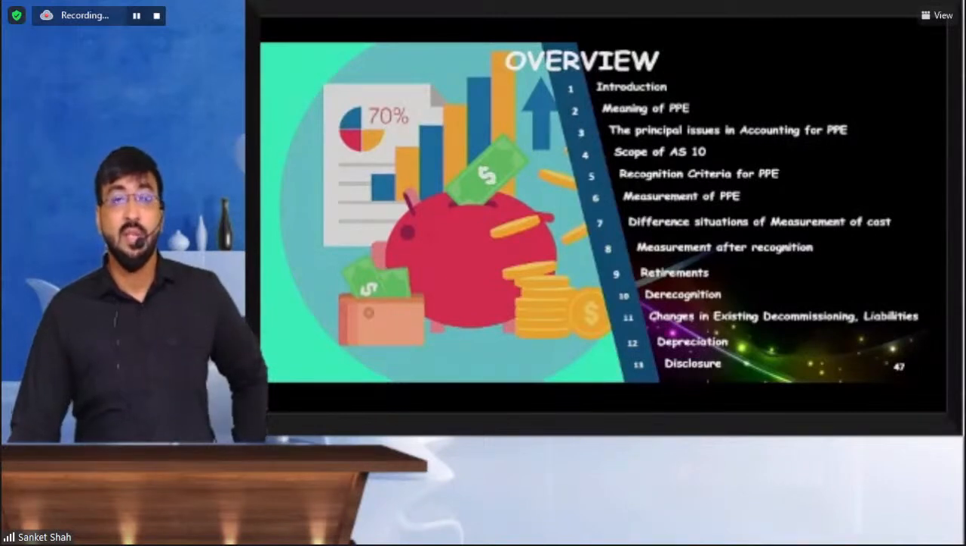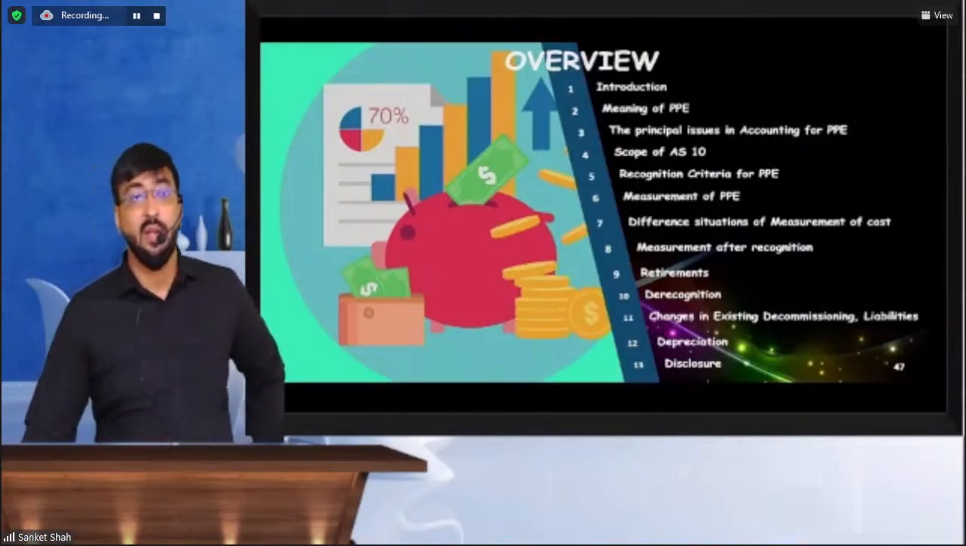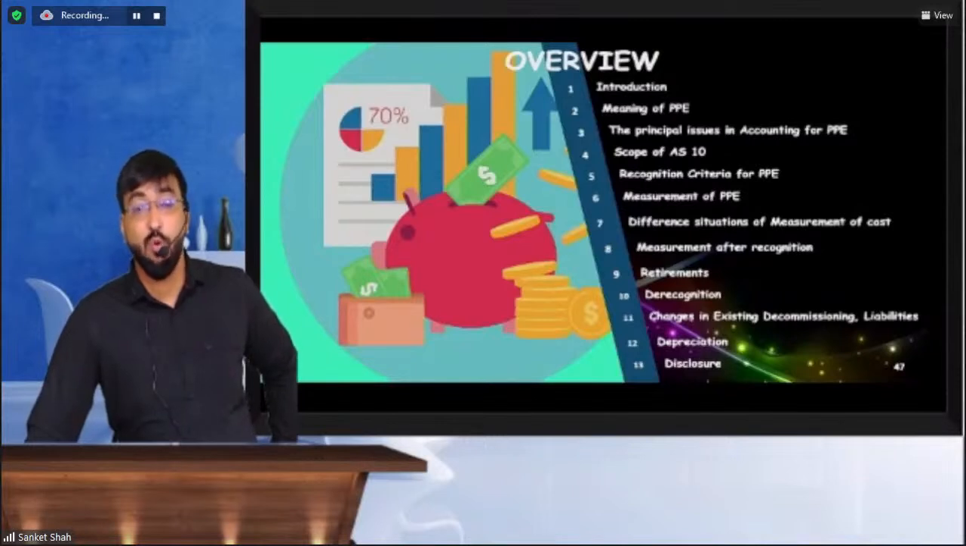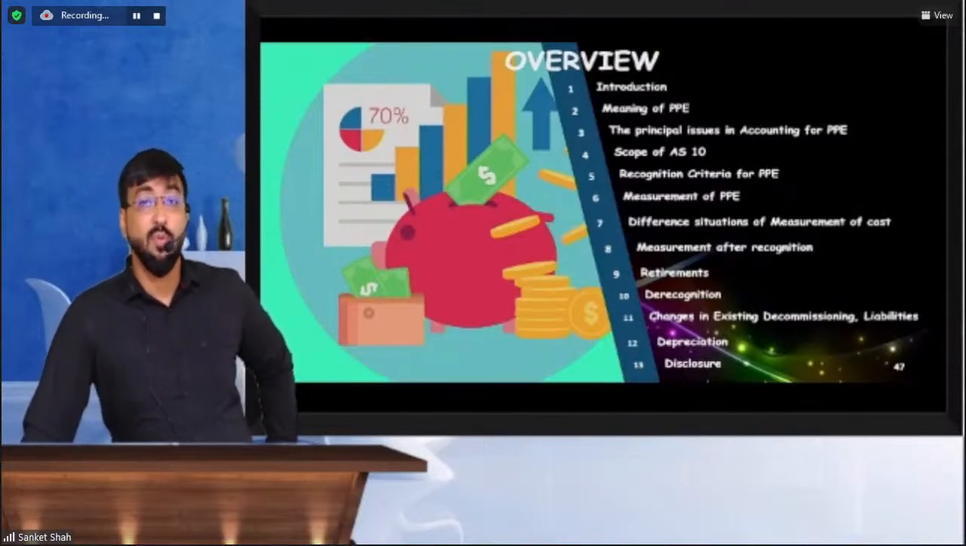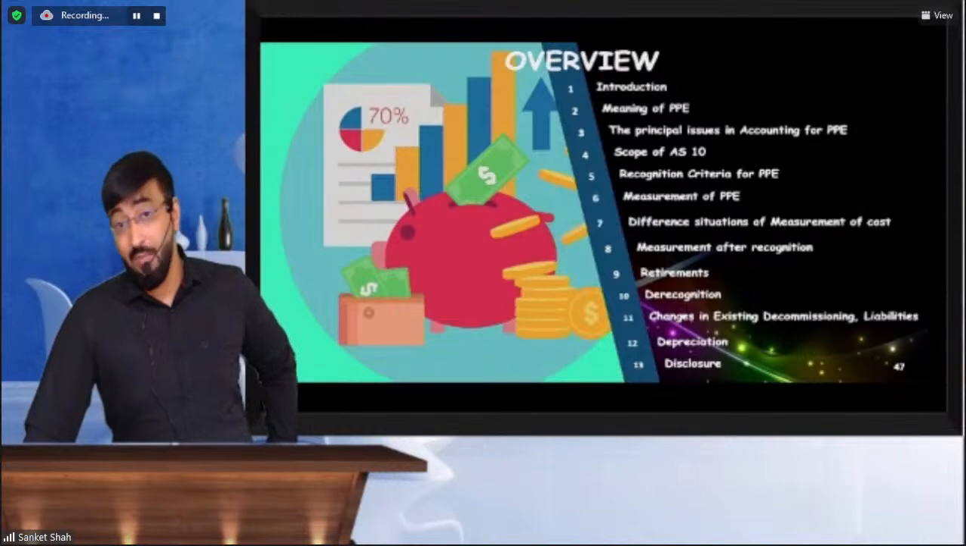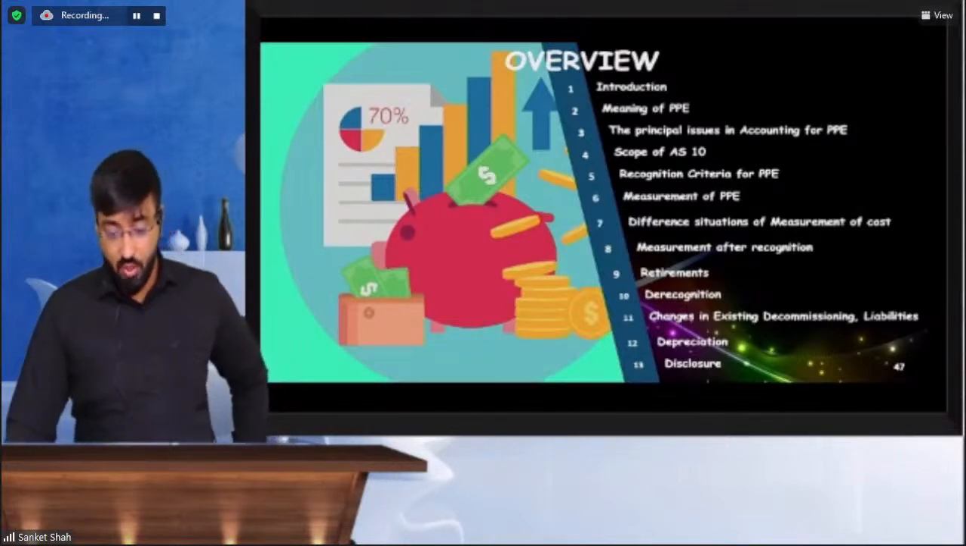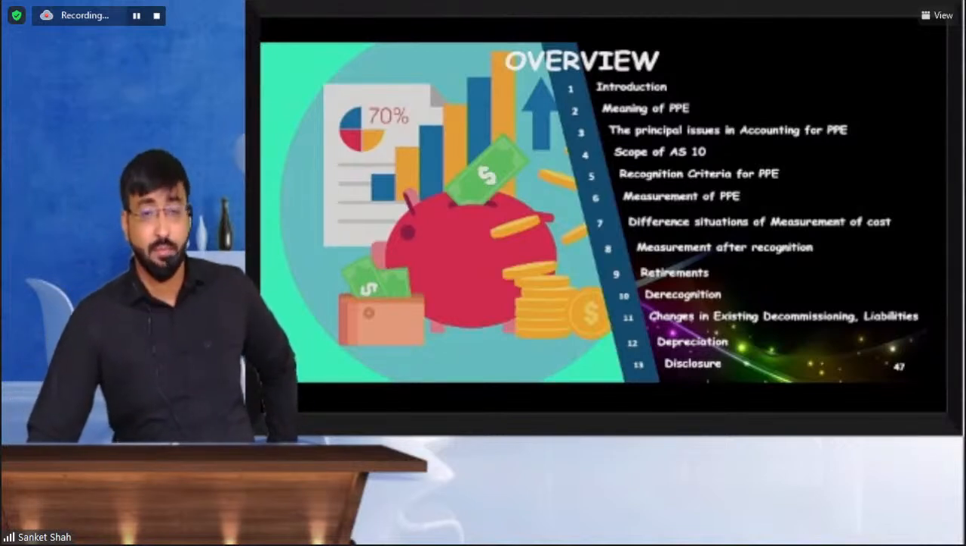In this Accounting Standard 10, what is property, plant and equipment? That is a tangible asset which you are using for more than 12 months for production of goods and services, for administrative purposes and for rental purposes. It is called accounting for property, plant and equipment.